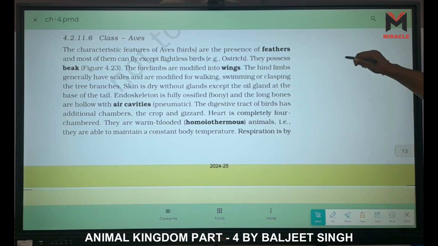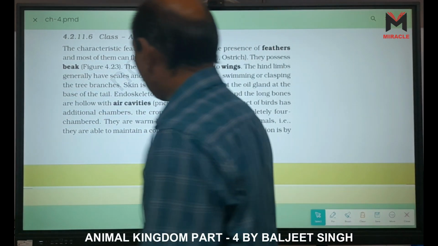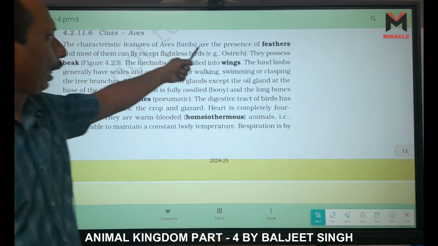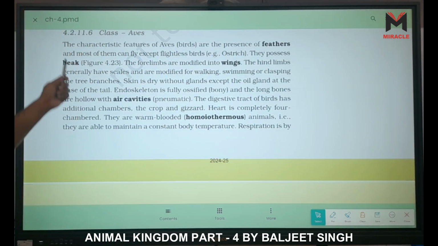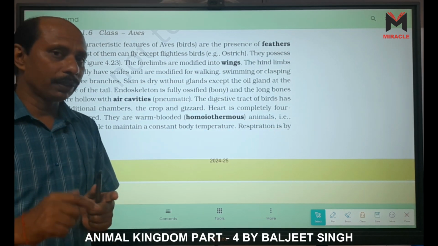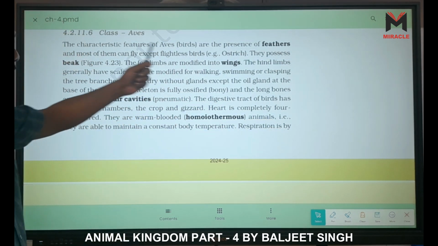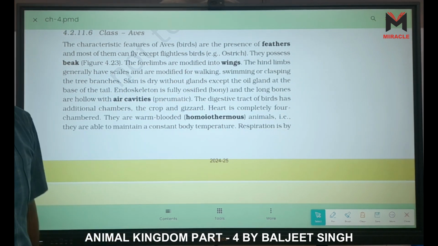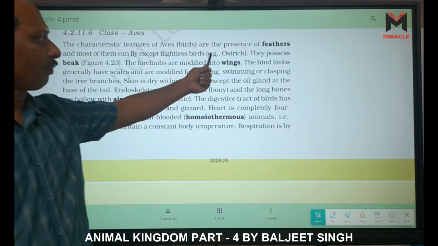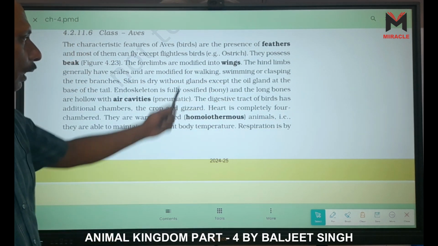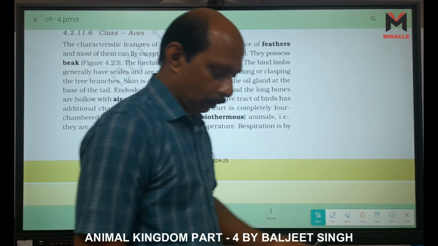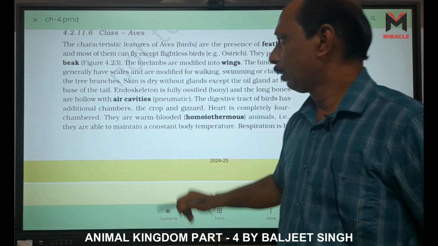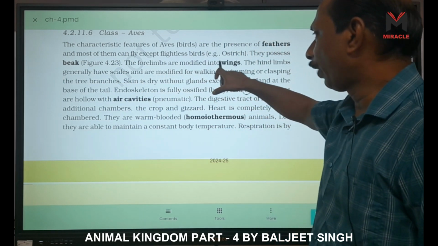Now after that we have class Aves. The characteristic feature of aves, meaning birds, is the presence of feathers. That means the scales are converted to feathers. Most of them can fly except flightless birds. Some are flightless, like kiwi and ostrich. For example, the ostrich is the largest bird. They possess a beak.